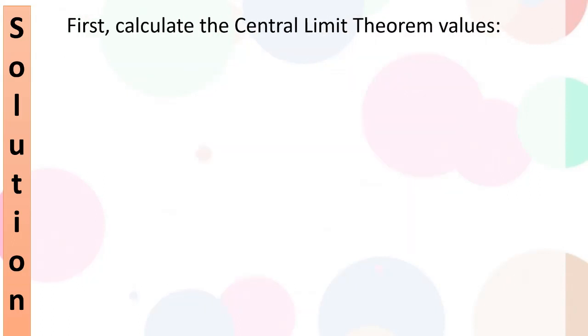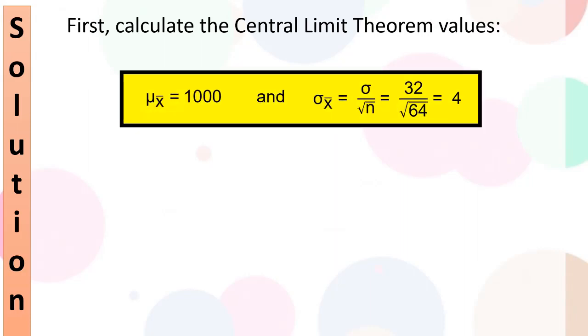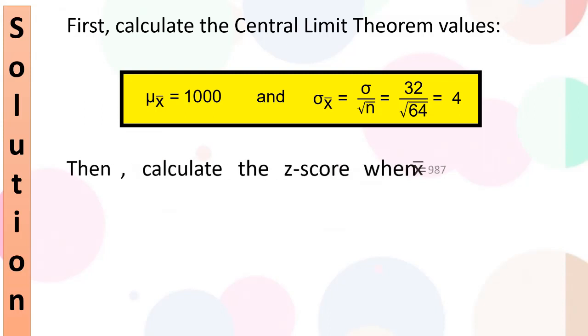Okay, so we're going to look at our central limit theorem values. That means we need to find mu of x bar and sigma of x bar. So mu of x bar, which is mu, is 1,000. Sigma of x bar, which is sigma divided by the square root of n, is 32 divided by the square root of 64, which is 4. So we're looking for the probability that x bar is less than 987.